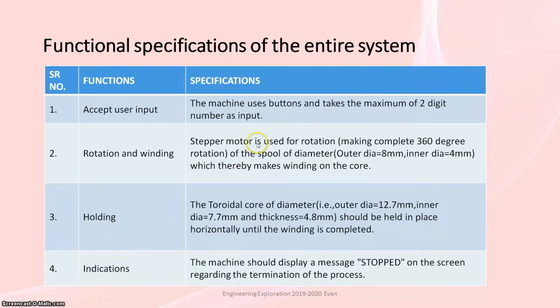Functional specifications of the entire system. We have over here 4 functions and their specifications. The first one is accepting user input, and the specification: the machine uses buttons and takes a maximum of 2-digit number as input. Rotation and winding.